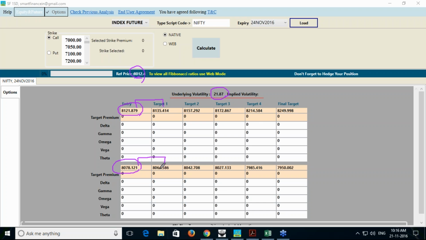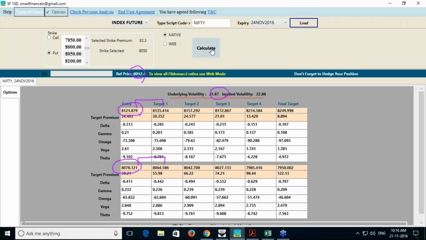So if you are buying a put option when the Nifty future is in the range of 8078 to 8065, which strike should you choose? Definitely a strike near to this one. If it is a downtrend, I can think of a strike of 8050 put option. That is the nearest strike I can think of. And at that time you need to calculate and get the values.